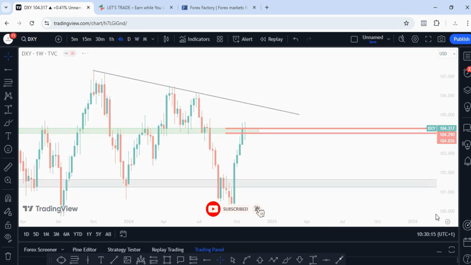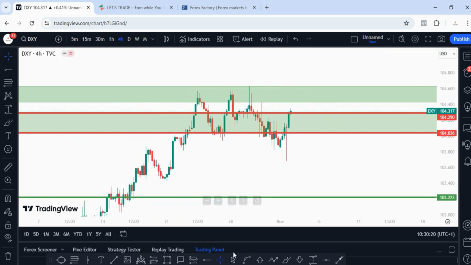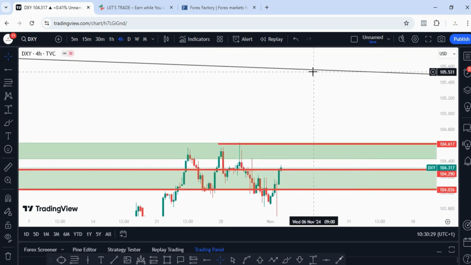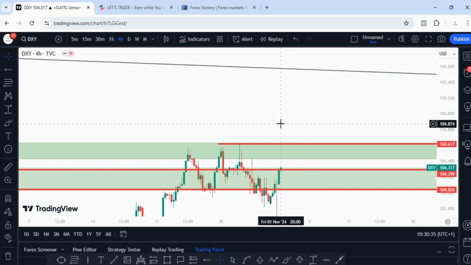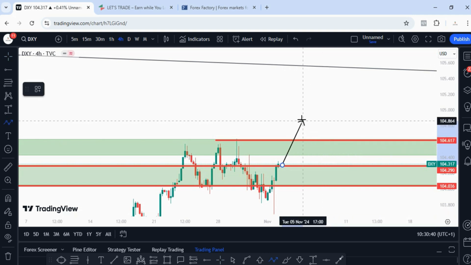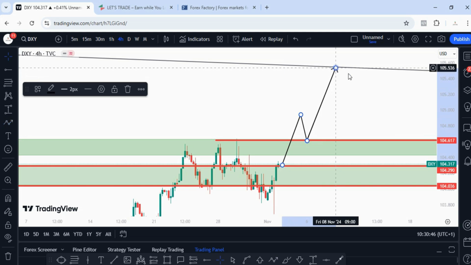Anyway, let's go to a lower time frame, like the 4-hour time frame. Now I want to believe that if price can find enough momentum to break above this region, which is 104.617, then we are going to this trend line above. Plot your trend line from that weekly time frame like you saw on my chart. You can rewind a bit to see it. If price can break above this level and give us that pullback, then we are coming to that weekly trend line above.